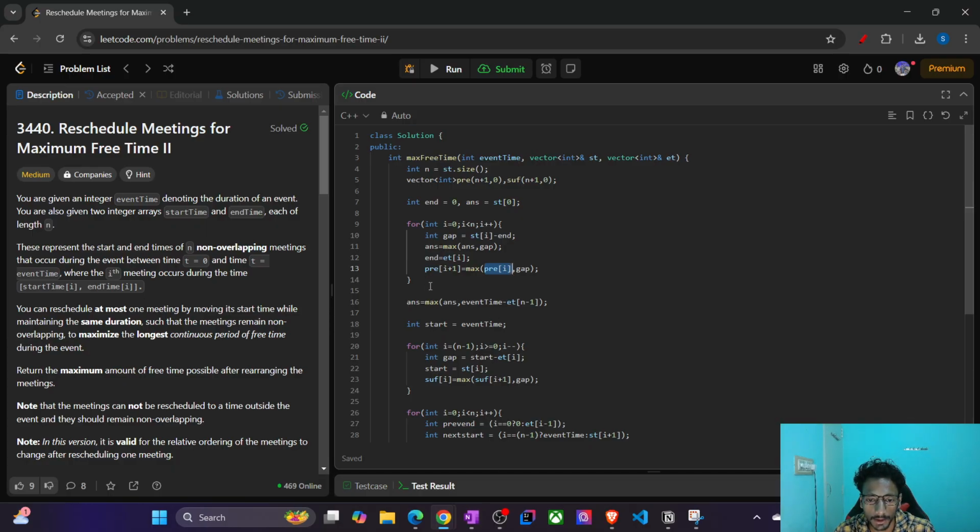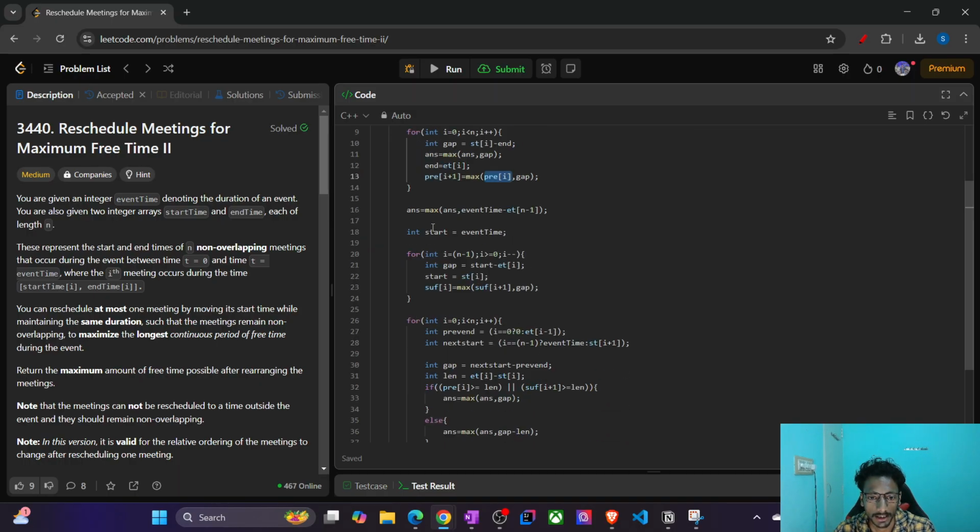Got it? Similarly, in the prefix array I have calculated, I am storing at index I whatever maximum gap I have seen till I minus 1, right? And after that I calculate the maximum gap also. The maximum gap will be the event time and the ending time of the last event, n minus 1.